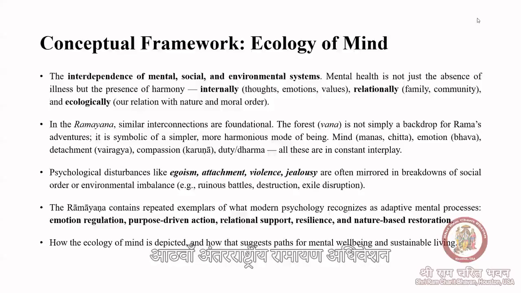So we have seen that in Ramayana, everywhere all these things are very well explained, and interconnection we have seen in that. And it is also mentioned that psychological disturbance like egoism, attachment, violence and jealousy are also seen as breakdowns in social order and environmental imbalance. So Ramayana contains the repeated example of almost all type of characters where we can see the emotional regulation, purpose-driven action, relation support, resilience, and nature-based restoration. So by the end of this paper, we'll try to understand that how this ecology of mind is depicted and how that suggests the path for mental well-being and sustainable living.